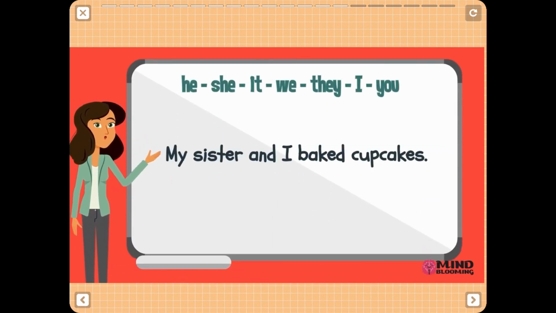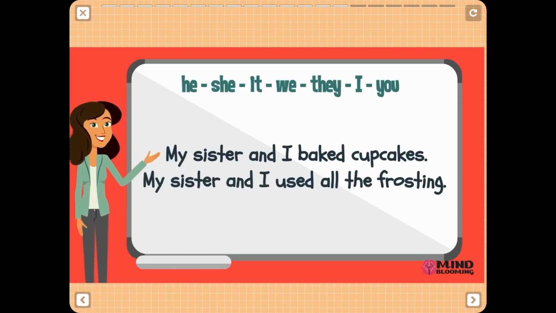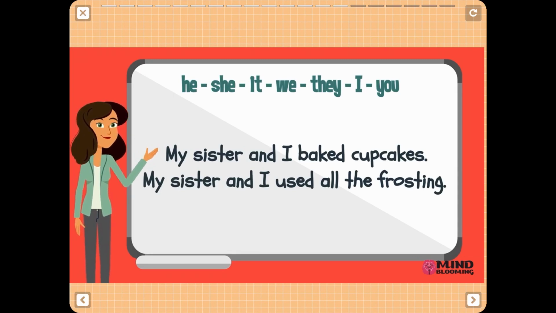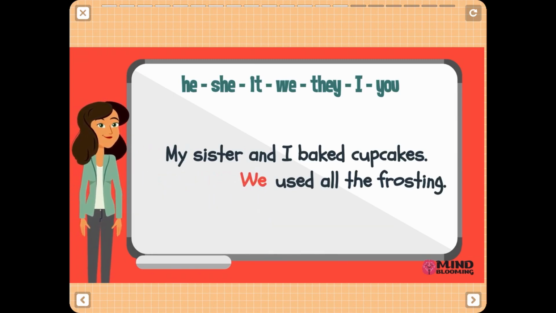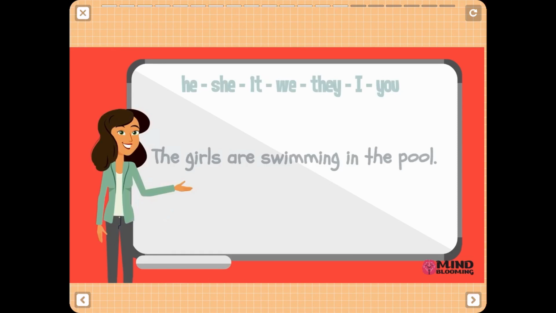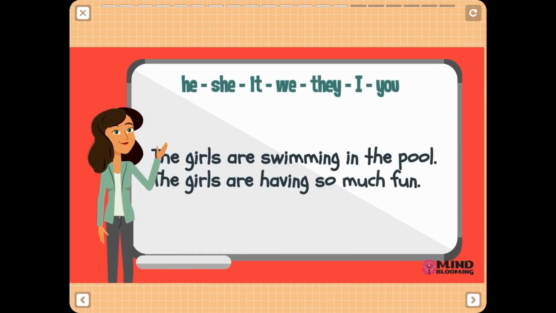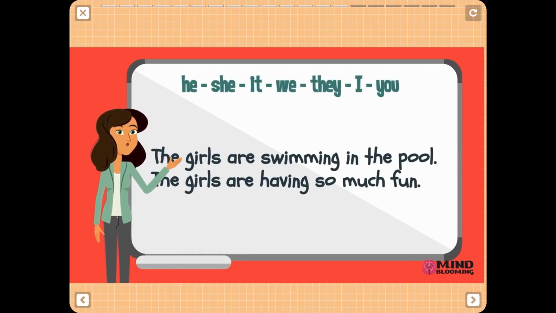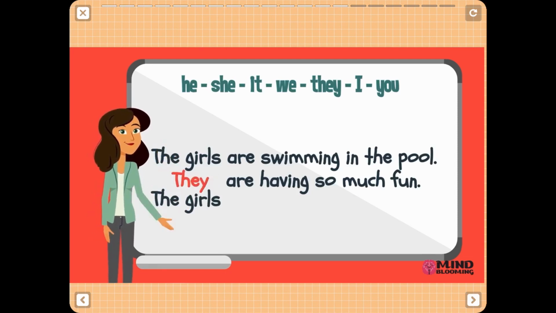My sister and I baked cupcakes. My sister and I used all the frosting. Since I am included in this sentence, I will use the pronoun we. So my sister and I baked cupcakes. We used all the frosting. The girls are swimming in the pool. The girls are having so much fun. I'm talking about more than one person, so I get to use the pronoun they. The girls are swimming in the pool. They are having so much fun. I don't use we because I'm not included in this sentence.